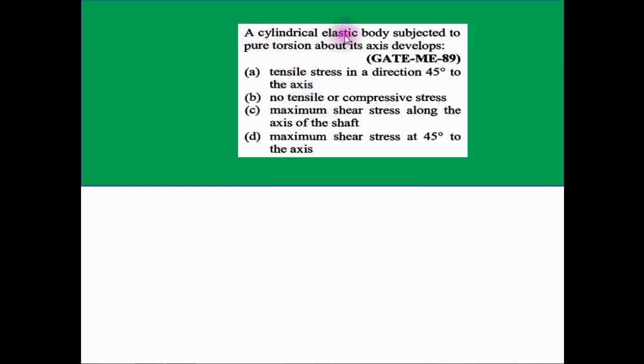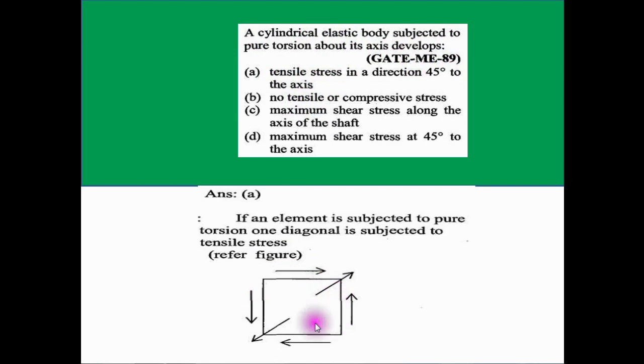A cylindrical elastic body subjected to pure torsion about its axis develops tensile stress in a direction 45 degrees to the axis. Now look at this element. The two shear stresses can be replaced by this force, and then another two shear stresses can be replaced by this shear stress along these directions. So if an element is subjected to pure torsion, one diagonal is subjected to tensile stress.